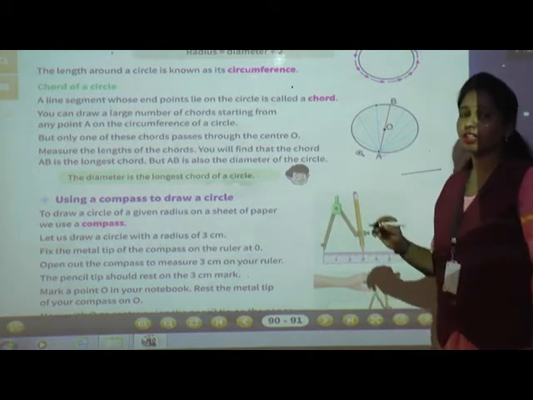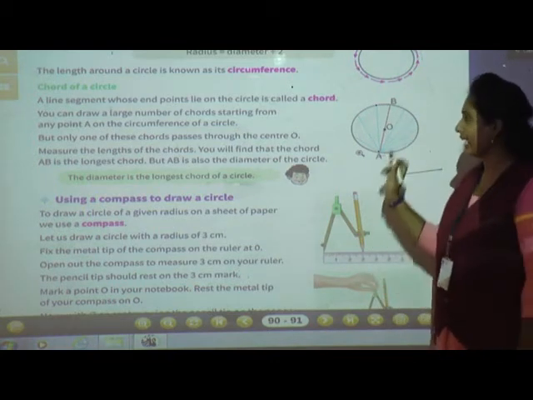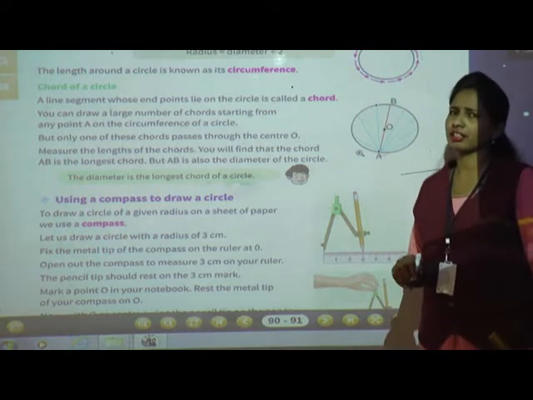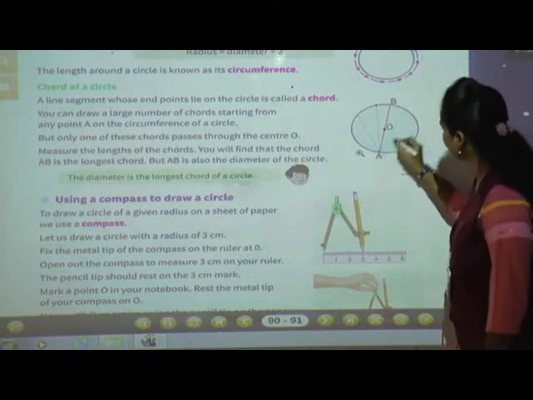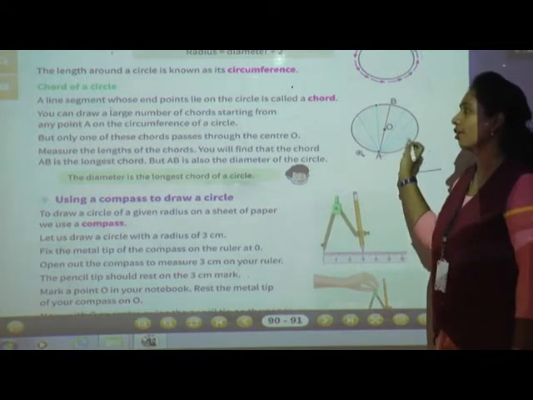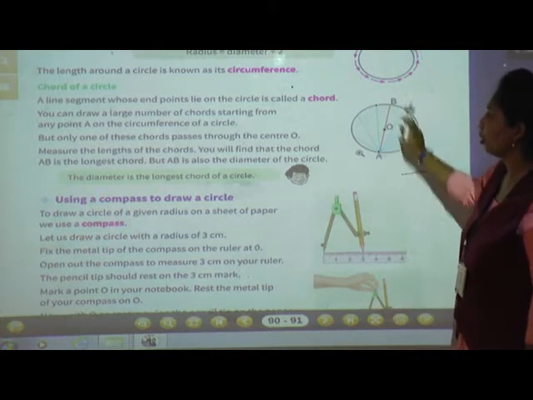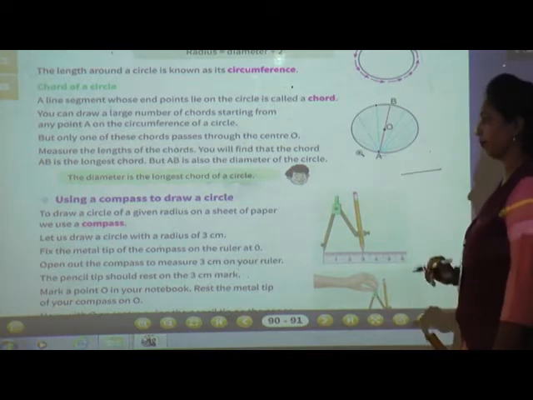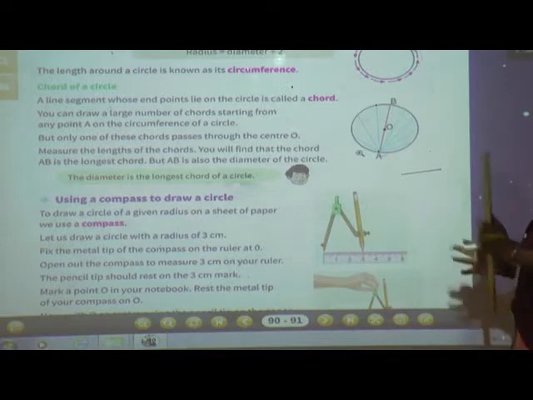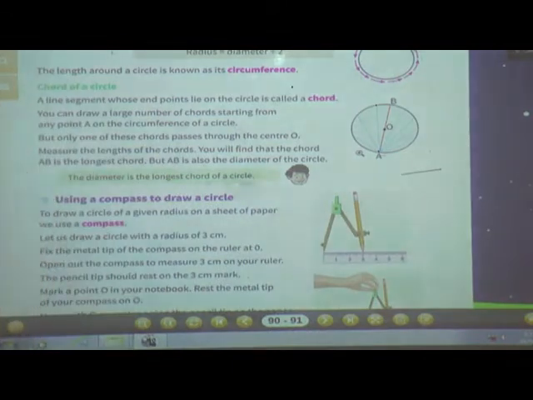The line segment which passes through the center point O and ends on the circumference is called a diameter, isn't it? You can draw many chords on the circle, but AB is the longest chord, and it is also known as a diameter. So the diameter is the longest chord of a circle. Got it? Clear till here? Yes. Now we'll move to the next.